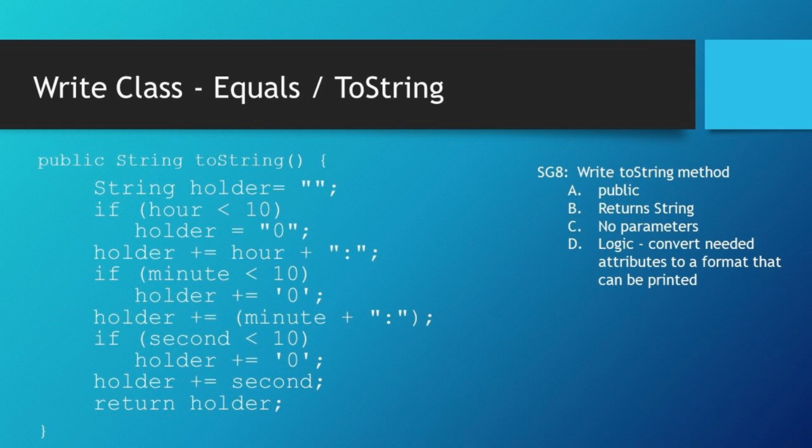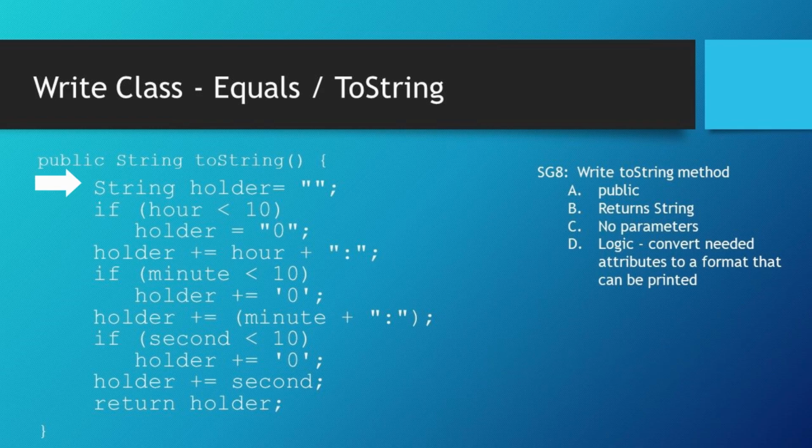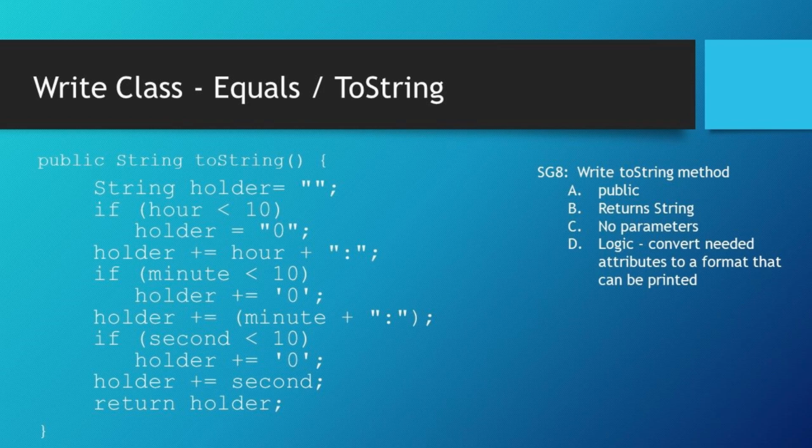For the logic, we want to convert the instance attributes hour, minute, and second into a string format of hour, minute, second. We declare a local variable, holder, of data type string, and initialize it to be an empty string. When printing a time, if the hour, minute, or second is less than 10, we want to print a 0 before the single-digit value in the output string. We don't print times to look like 10:5:4. We print them 10:05:04.